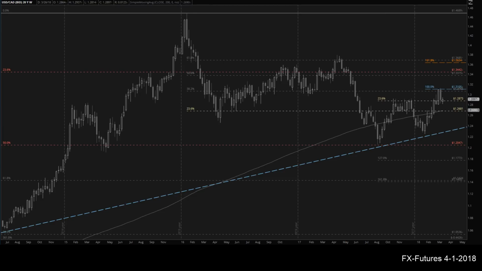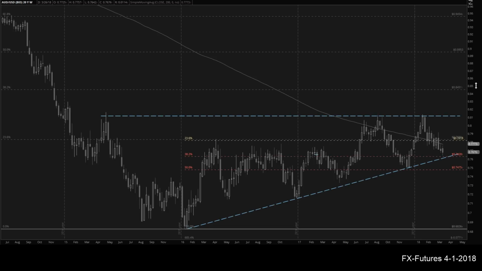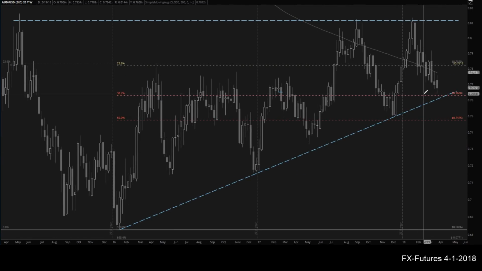Let's go to the Aussie. All right, we are currently bearish. We haven't quite tagged our 38.2% retracement of the incline starting at the beginning of 2016. So I think that since we closed below last week's low, I still think that it is viable. Actually, we didn't close below last week's low. I'm sorry about that.